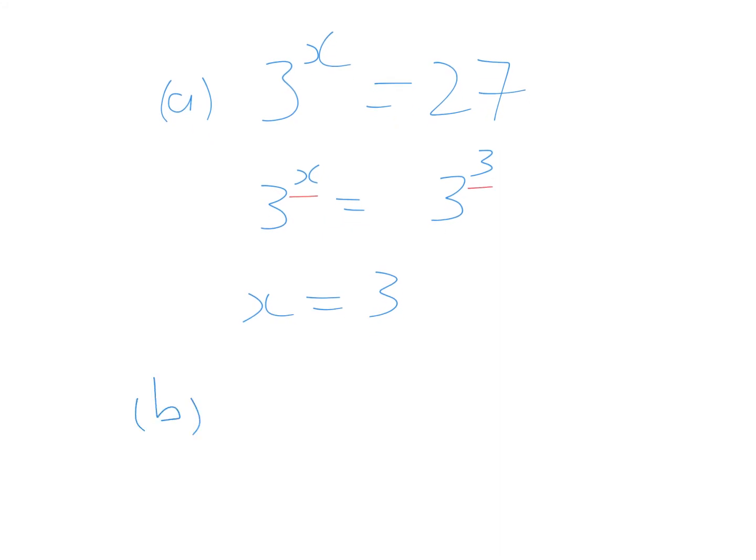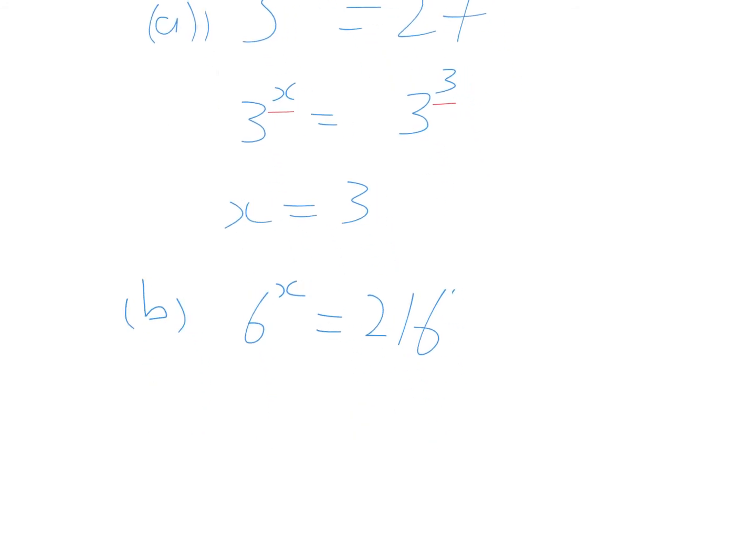For question B, it's going to be a similar thing. 6 to the power of x is equal to 216. We want both of these to be expressed with the same base number. So let's see if we can get this to be a power of 6. So we put into our calculator 6 squared, we get 36. And we put into our calculator 6 cubed, and we get 216. So let's rewrite the right hand side as 6 cubed, and we'll keep the left hand side the same.